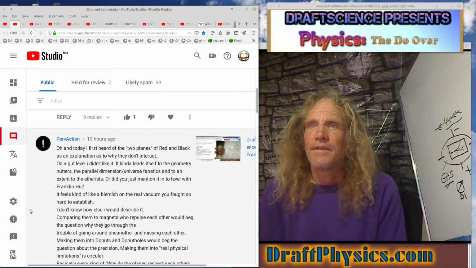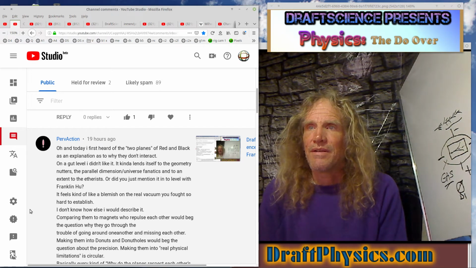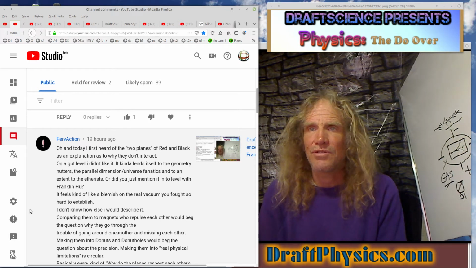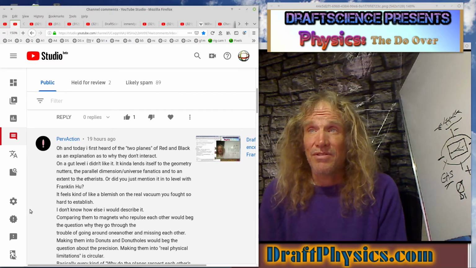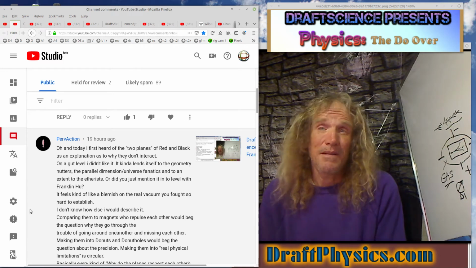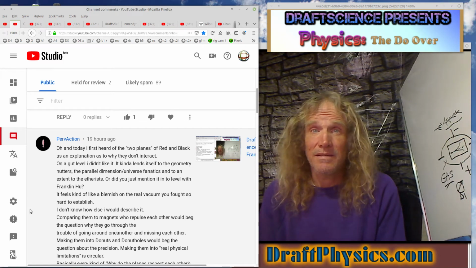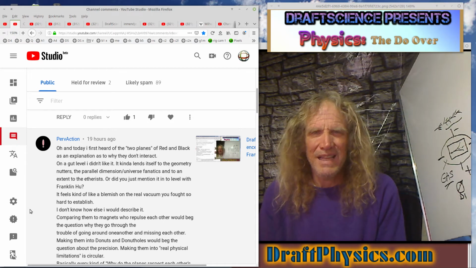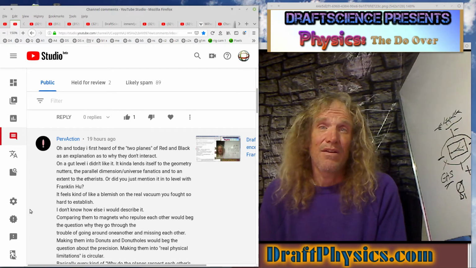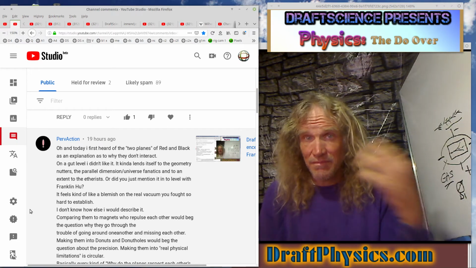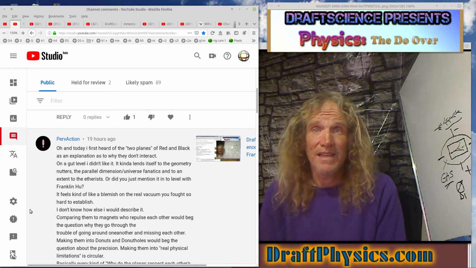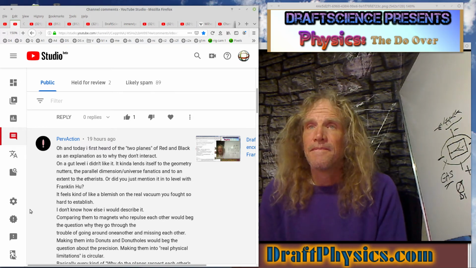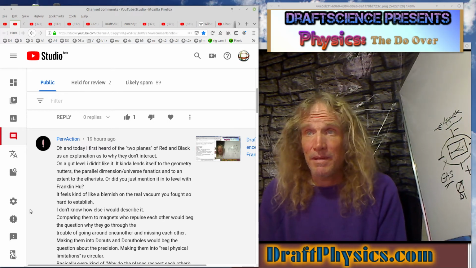All right, kind of feels like a blemish on the real vacuum you fought so hard to establish. I don't think it changes vacuum any. I'm just saying it's such a tiny distinction to say that the black squares don't blend into the red squares on a checkerboard is not exactly a hard concept, to say they're different. So I don't see it as all that big a deal, but whatever.